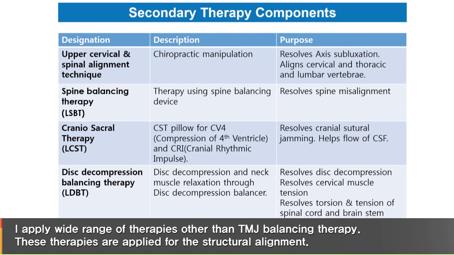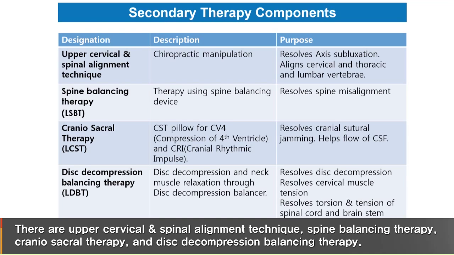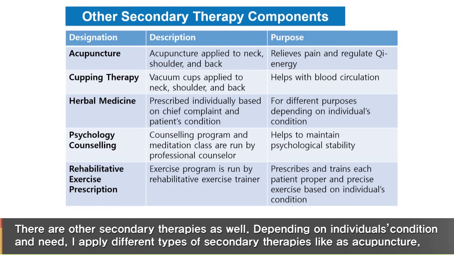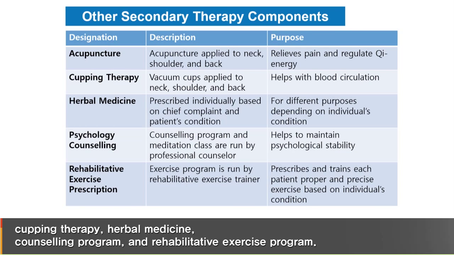I apply a wide range of therapies other than TMJ balancing therapy. These therapies are applied for structural alignment. There are upper cervical and spinal alignment technique, spine balancing therapy, craniosacral therapy, and disc decompression balancing therapy. There are other secondary therapies as well. Depending on the individual's condition and need, I apply different types of secondary therapies such as acupuncture, cupping therapy, herbal medicine, counseling program, and rehabilitative exercise program.